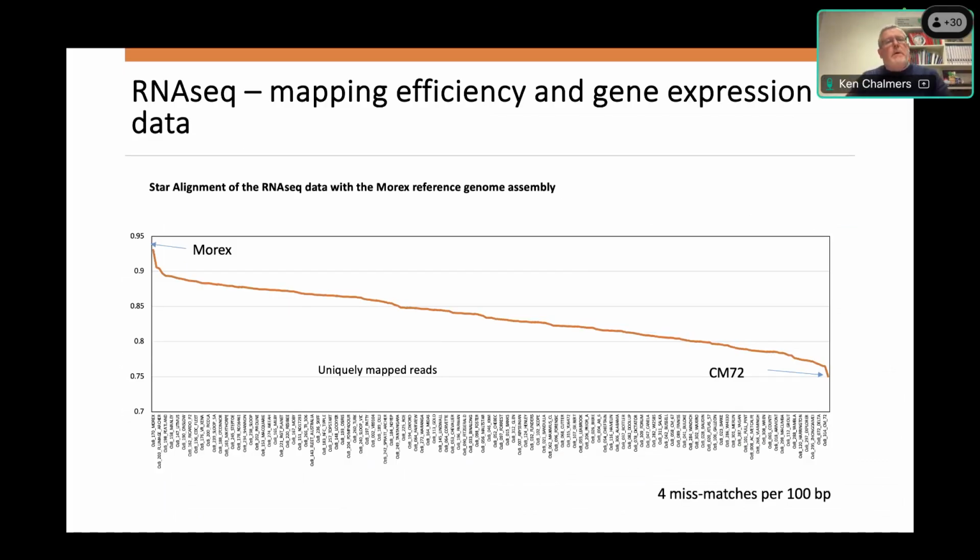So first off, we looked at the RNA-seq, and we mapped that all back to the Morex reference genome assembly. So we used STAR alignment of the RNA-seq data with the Morex reference genome assembly, and Morex was included in the collection, so we actually had very good correlation with Morex. And you can see that as we go through, we've got less and less correlation as we go to CM72. But given the differences in the material that we've got, that's not really unsurprising.